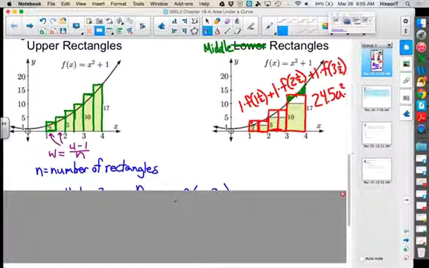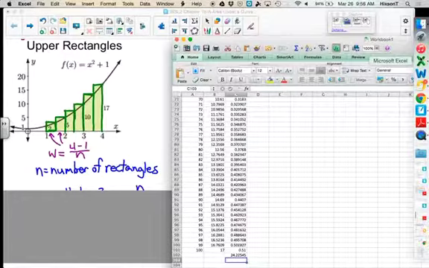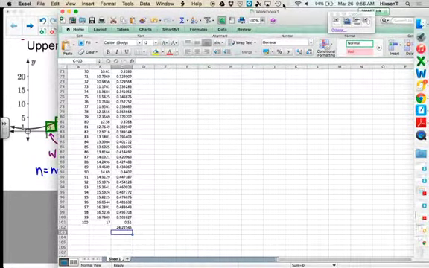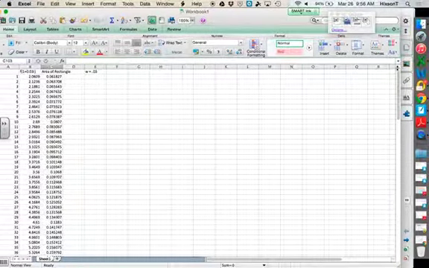So if we wanted 100 rectangles, we could do 3 divided by 100 and get 3 100ths as our width. Now, doing 100 rectangles by hand would be a real pain, but that is where we can use technology to help us out. In fact, I did this problem. Remember I said the middle rectangles give us a much better approximation? Well, take a look at this.